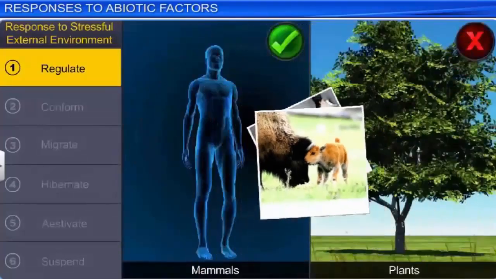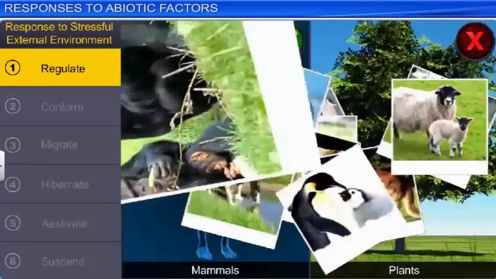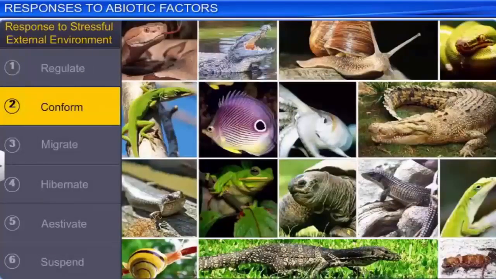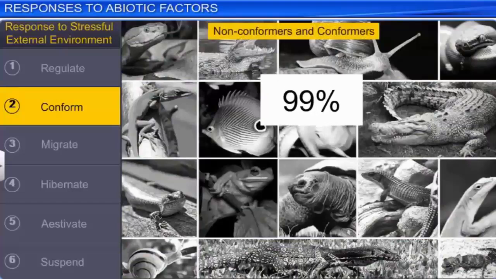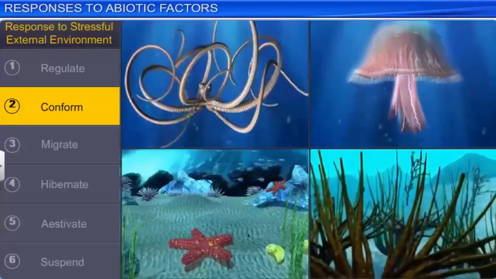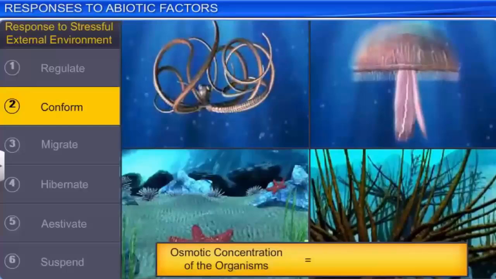Evolutionary biologists believe that the success of mammals is greatly due to their ability to maintain a constant body temperature, which enables them to survive in extreme climates. Some organisms that are unable to regulate their internal environment may partially regulate their internal environment or conform to external conditions. These organisms are known as conformers. Studies show that almost 99% of animals and nearly all plants belong to this category. The body temperature of such organisms changes according to the ambient temperature. Similarly, in the case of aquatic organisms, their osmotic concentration changes according to the ambient water osmotic concentration.